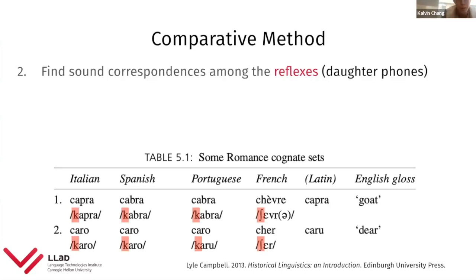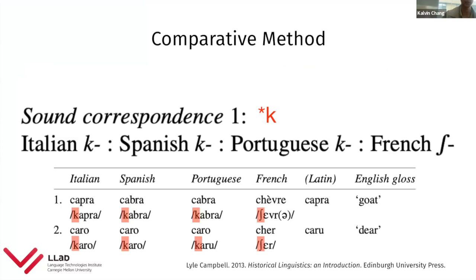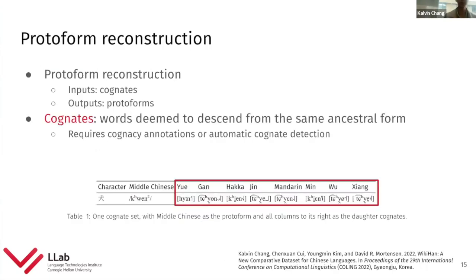Okay. So the second step of the comparative method, after we do cognate grouping, is to find the sound correspondences among the reflexes or the daughter phones. Right. A reflex is just a sound in the daughter language. Then, after we identify sound correspondences, we reconstruct the proto-sound. So we use a few heuristics for reconstructing a proto-sound. For example, we can use directionality, which basically says sound change in one direction is more likely than the other. We can also use a phonological motivation, such as assimilation, to try to infer what the proto-sound was. We can also use the majority wins heuristic, among others. Right. So now let's frame protoform reconstruction as an NLP task.